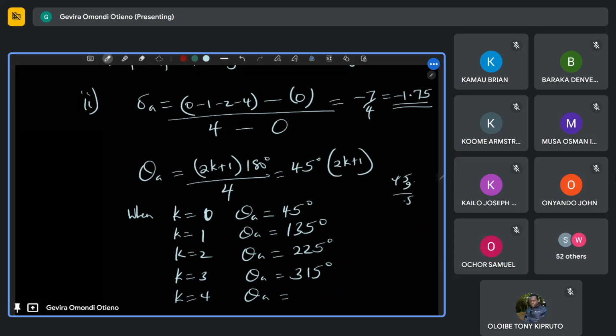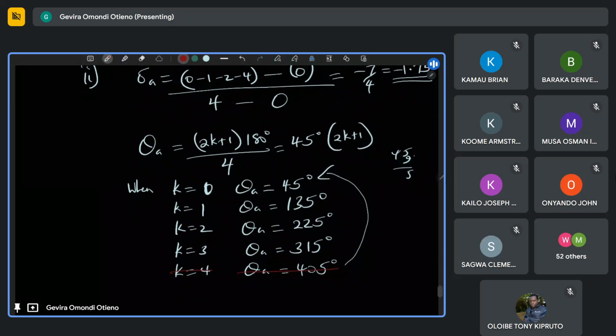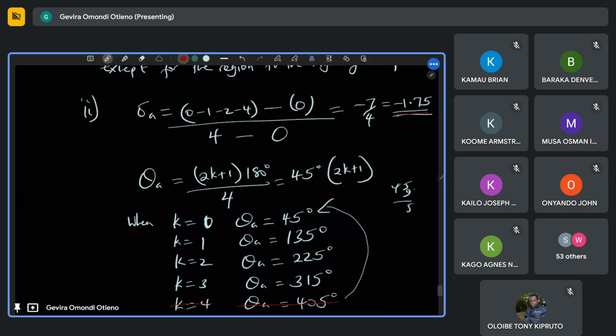So that would be, I think that would be 405 degrees. 405 minus 360, that should be 45, yeah. So we don't need the last one. This last one is the same as the first one, the same as the first angle, so there's no point for that. Anyway, now we can plot because we know the centroid and we also know the angles.